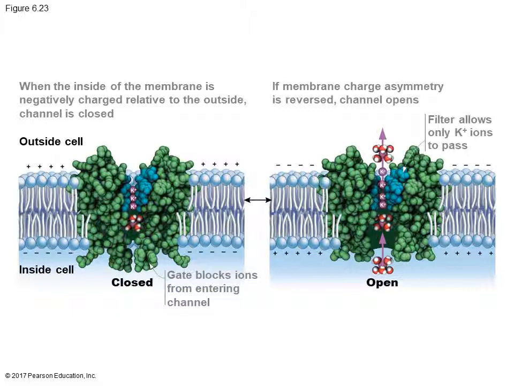I love this example in 6.23. Notice that you have plus charges on one side of the membrane and negative on the other. And in the second diagram on the right-hand side, notice that the charges have been reversed. Now it's negative on one side of the membrane and positive on the other. This reversal in voltage has opened up the gate to the protein, allowing molecules to move.